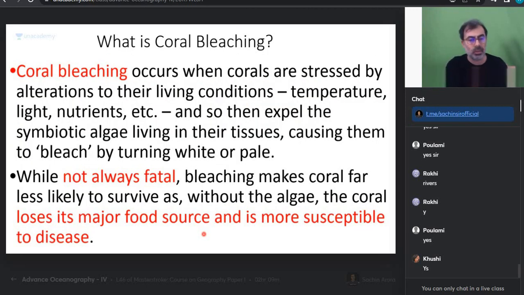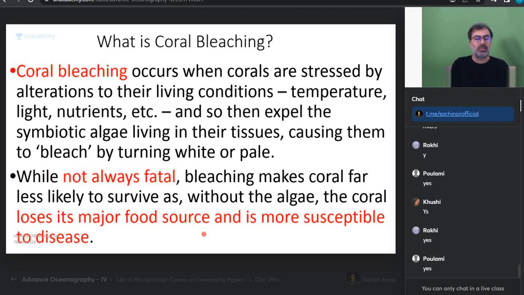So what is coral bleaching? As I've already told you, it occurs when corals are stressed. Did I tell you the stressors? Temperature, light, nutrients, and so they expel the symbiotic algae, causing them to bleach. Will this be fatal? Not always fatal, but it will make coral far less likely to survive because they have lost their safe food. So corals can catch their own food, but then corals are soft-bodied animals. Yes or no? Polyps are soft-bodied animals. So if they go out hunting, उनके लिए problem हो जाए. What is the problem? They will be eaten. They will be consumed. Is everyone with me on this? तो वो मर जाएंगे. That is the problem.